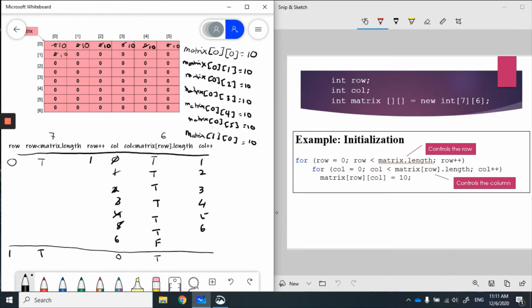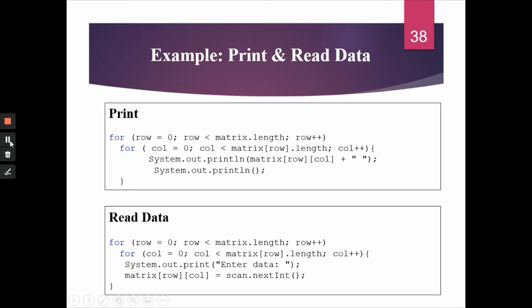Okay, so this process will continue until the outer loop becomes false. So finally, all of this array element will have value of 10. Okay, I'm not going to show you until the end, but the loop continues like this. And finally, all of the array element will be 10. Okay, the next example in this slide is to print and read two-dimensional array.